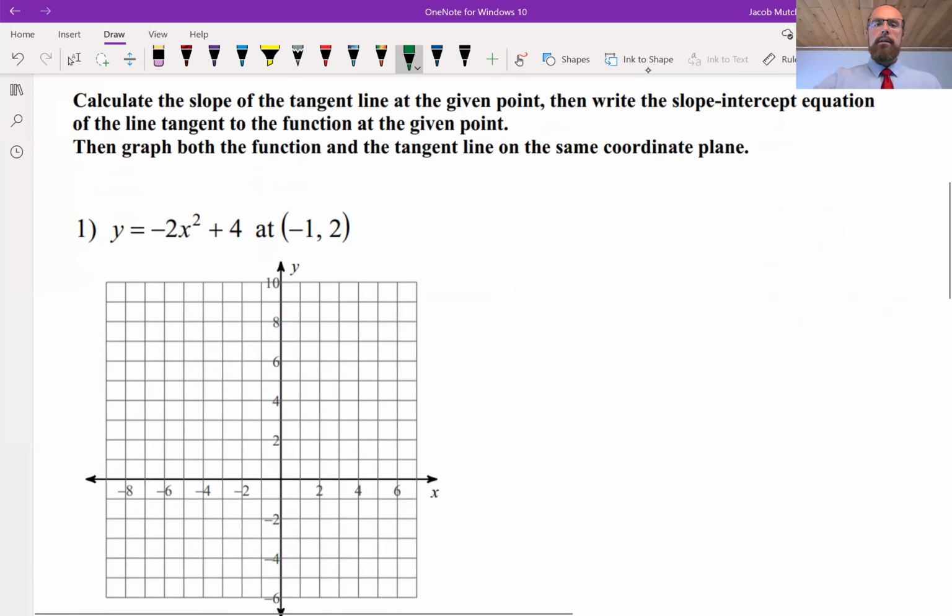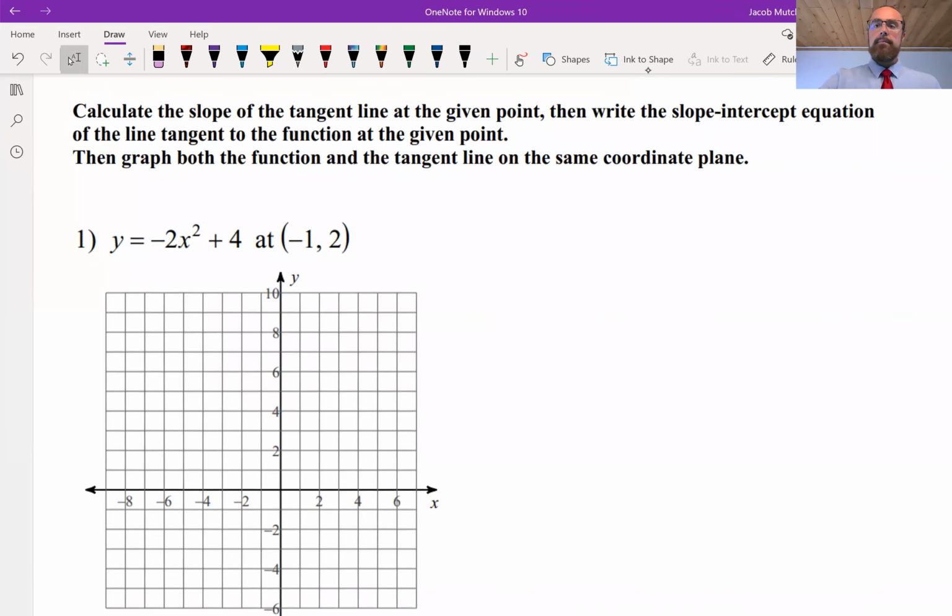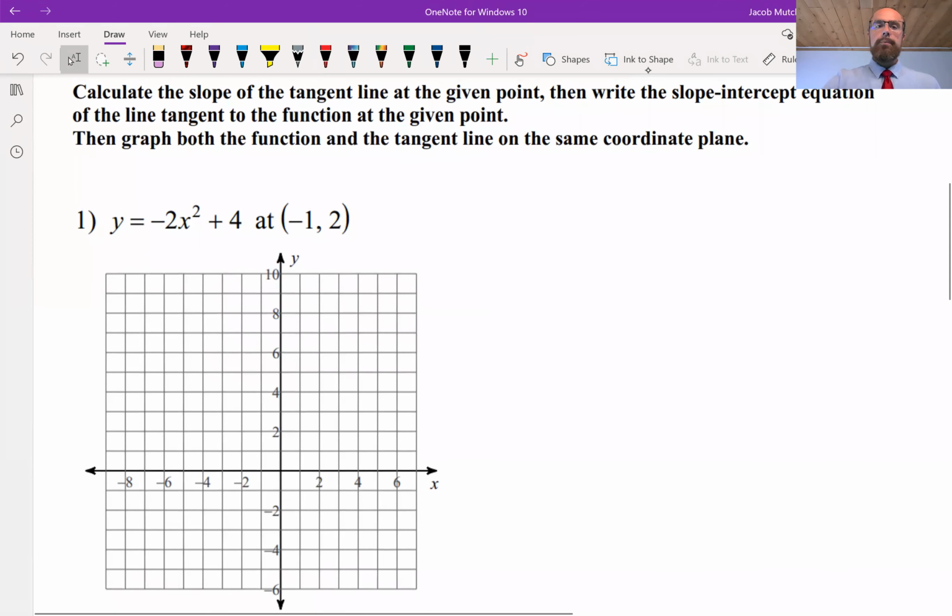We want to calculate the slope of the tangent line at the given point. And then we want to write the slope-intercept equation of the line tangent to the function at the given point. And then to check our work and to visualize this arrangement, a function with its tangent line at a given point, we want to graph both the function and the tangent line here on the coordinate plane. So let's start by calculating the slope of the tangent line.